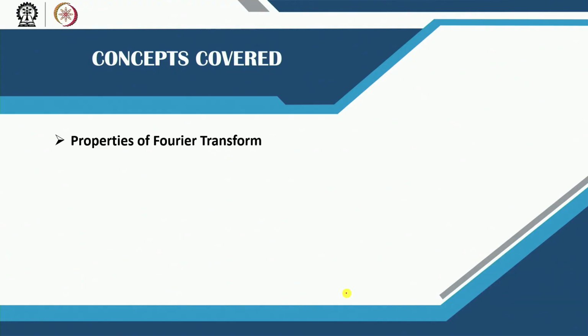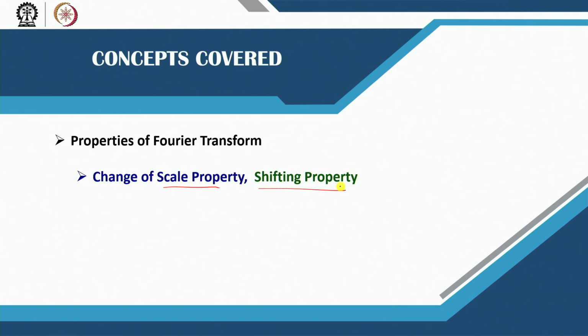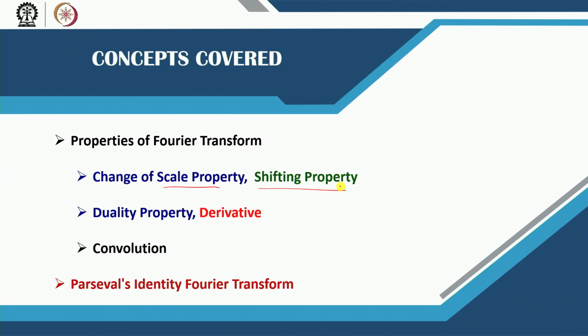So, today we will go through various properties of the Fourier transform, mainly the change of scale property, then we have shifting properties and then dual properties, derivative theorems, convolution, etc. And also we will look into the Parseval's identity for Fourier transform.